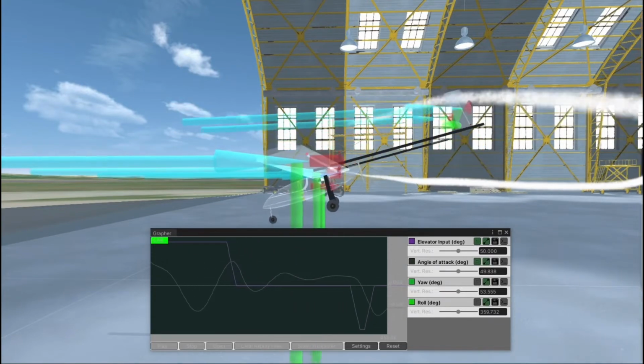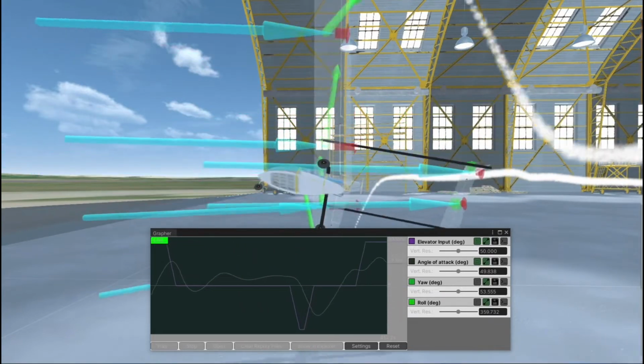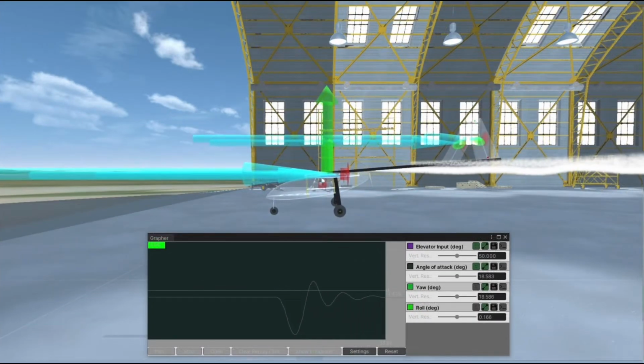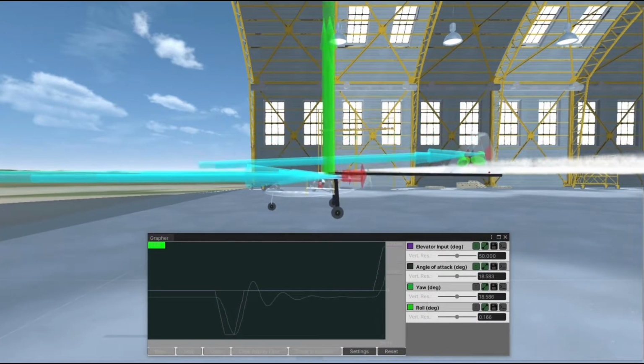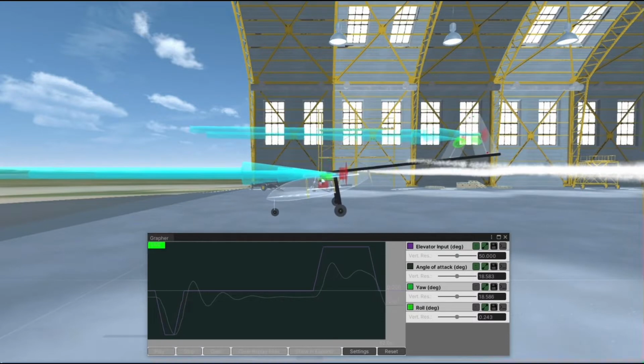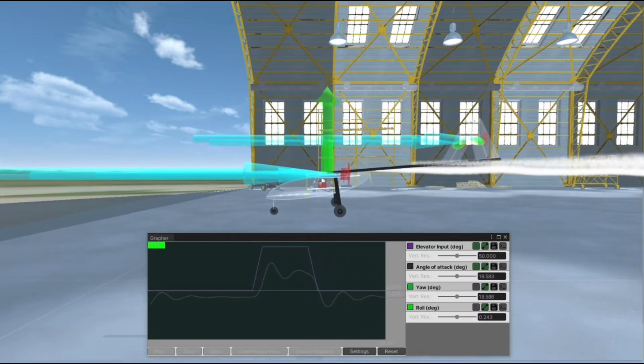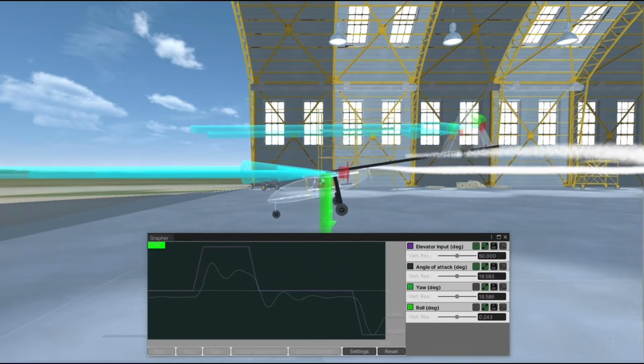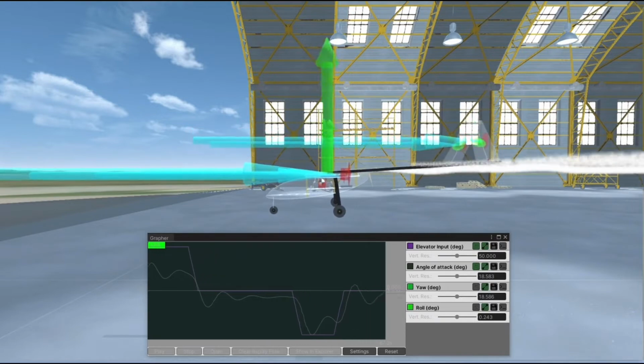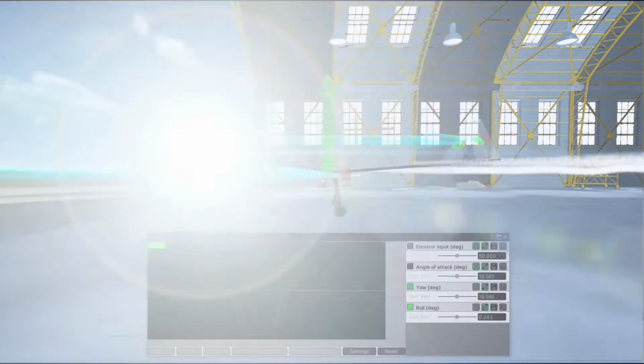We need to determine a sensible aft CG limit which will ensure that the aircraft can be trimmed and maintains margin for manoeuvring. For now, we will select 35% of the MAC, which places the CG at 0.0817 meters aft of the datum point, which is the leading edge of the MAC.